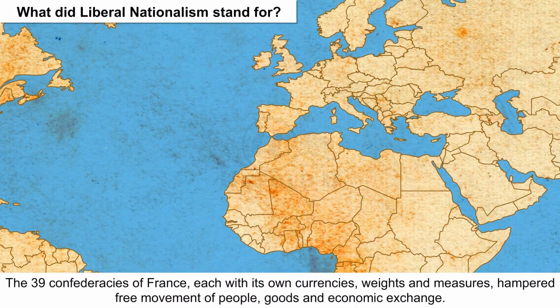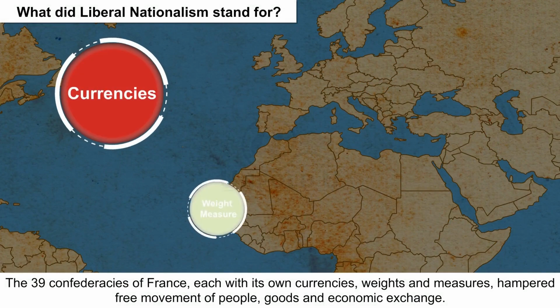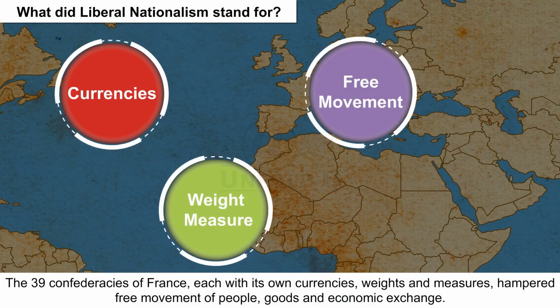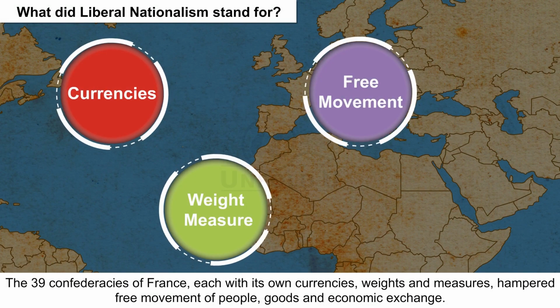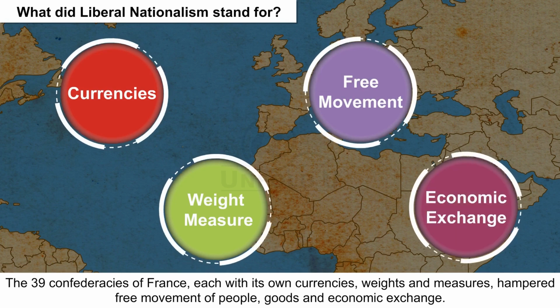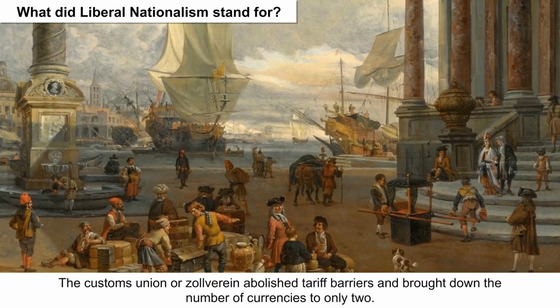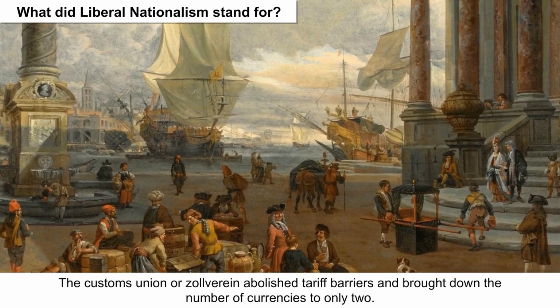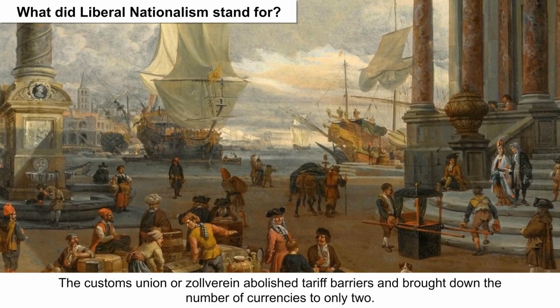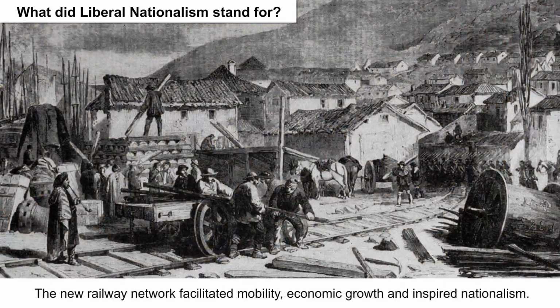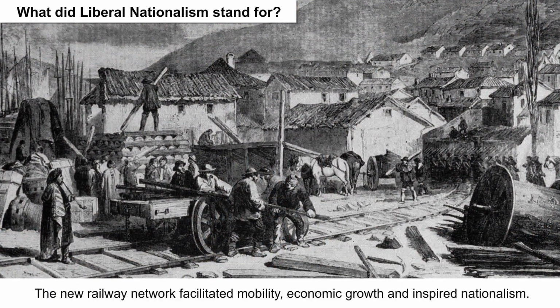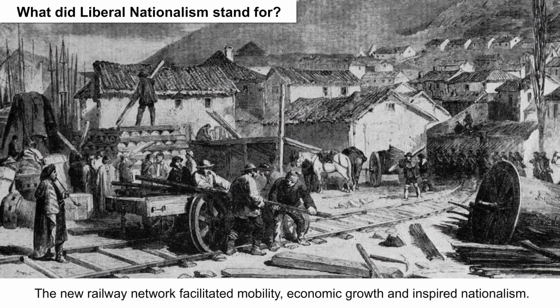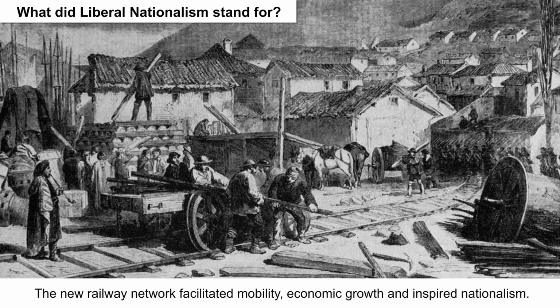The 39 confederacies, each with its own currencies, weights and measures, hampered free movement of people, goods and economic exchange. The customs union, or Zollverein, abolished tariff barriers and brought down the number of currencies to only two. The new railway network facilitated mobility, economic growth, and inspired nationalism.